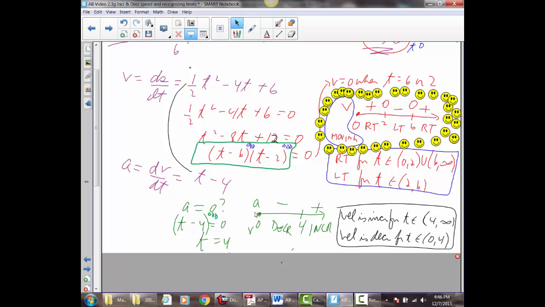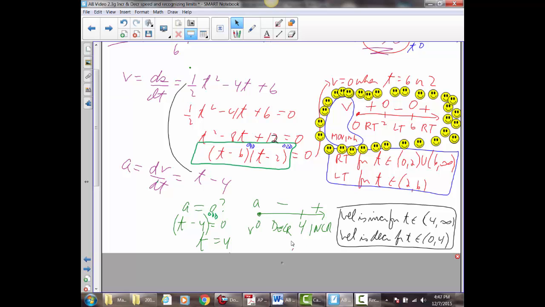So what happens is, if I plug in a number between 0 and 4 like 1, my acceleration will be negative. If I plug in something like 5, it'll be positive. So if the acceleration is negative, the velocity is decreasing. If the acceleration is positive, the velocity is increasing. So the velocity is increasing for t element 4 to infinity and decreasing for t element 0 to 4.